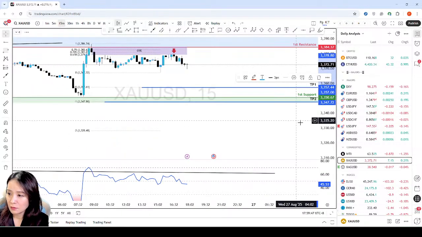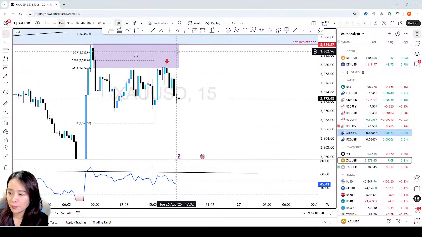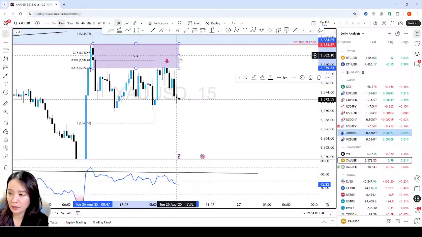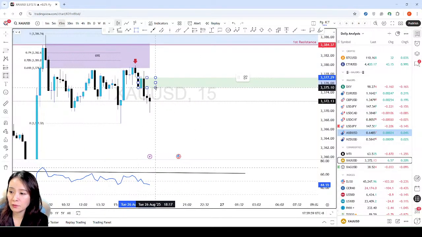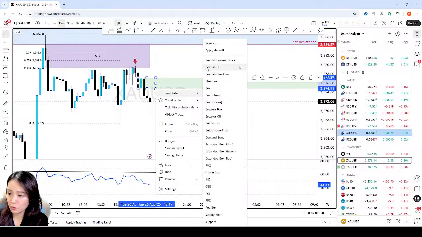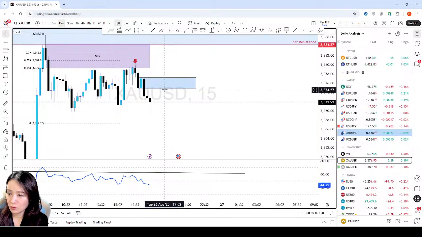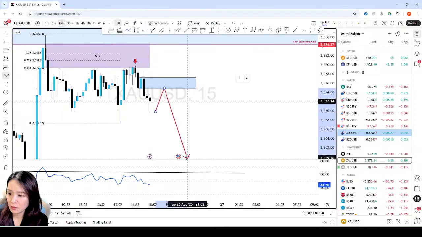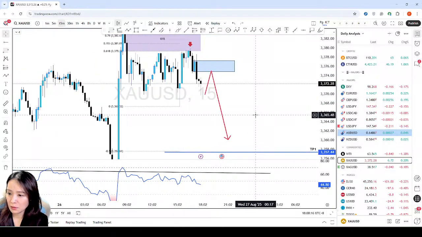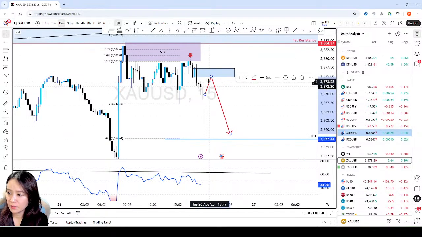Okay, what if price rises back up here again, based on M15? Price might go back up here to the supply zone on the M15, here. They might go back up and then fall. And then fall here if they're going to pull back.